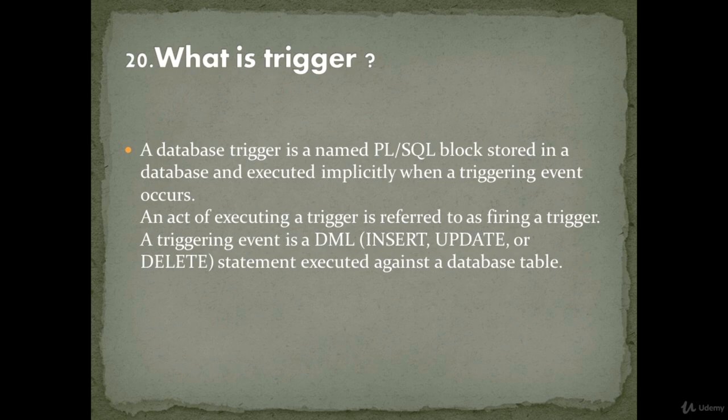Second example, if you withdraw some money from your ATM machine, once you withdraw money, suddenly you get an email or message on your mobile. That thing we call a trigger. So what is a trigger in terms of PL SQL or Oracle or SQL? A database trigger is a named PL SQL block stored in a database and executed implicitly when a triggering event occurs. Implicitly means it is executed by Oracle itself. Second, the act of executing a trigger is referred to as firing a trigger.